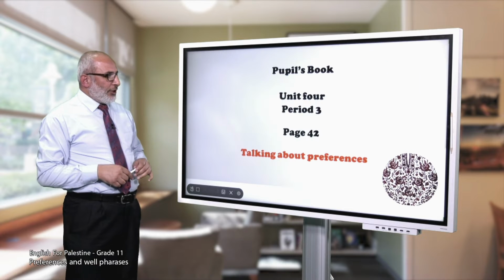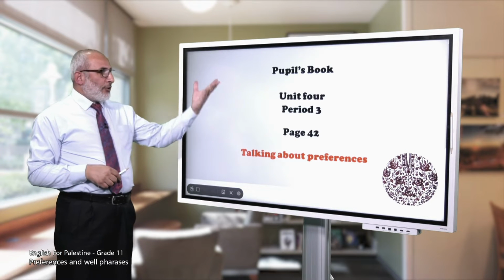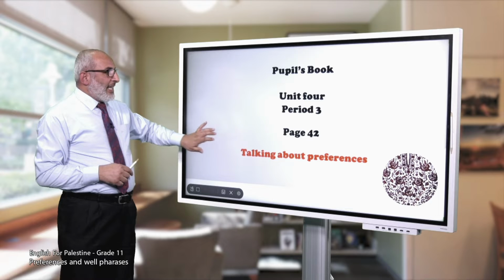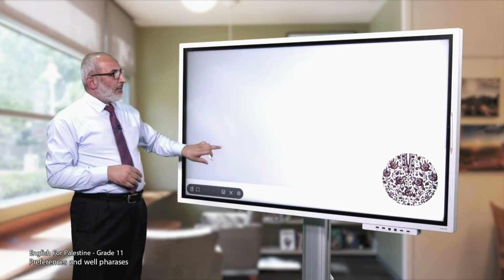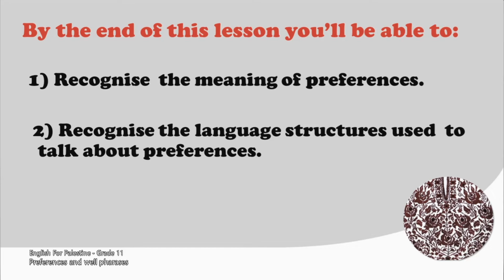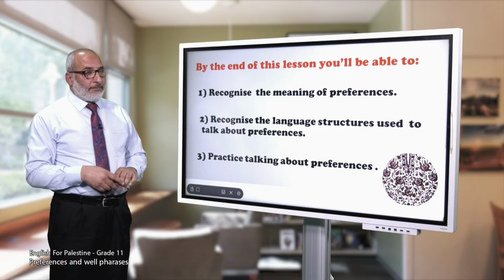Today I'm going to teach you how to talk about preferences. It is in your pupil's book, Unit 4, Period 4, page 42. By the end of this lesson, you will be able to, number 1, recognize the meaning of preferences. Number 2, recognize the language structures used to talk about preferences. And number 3, practice talking about preferences. Okay, let's start.